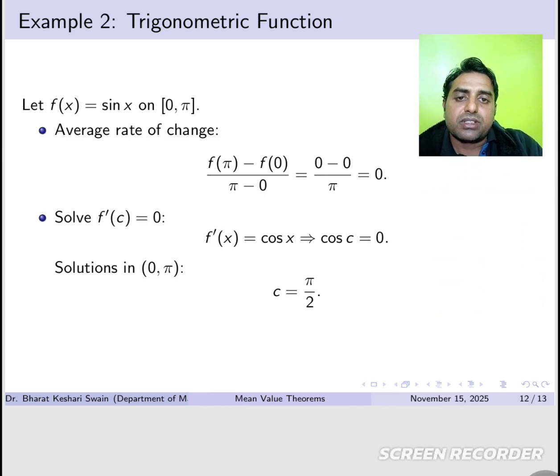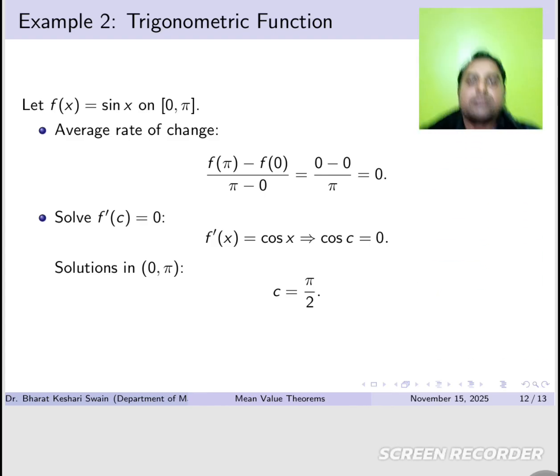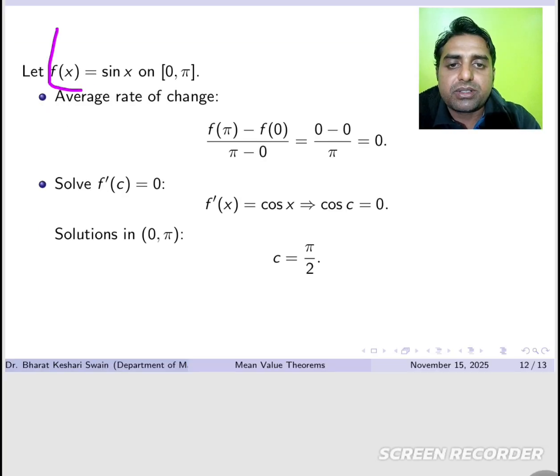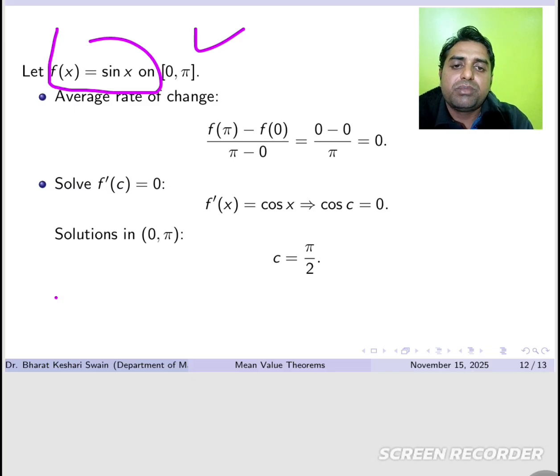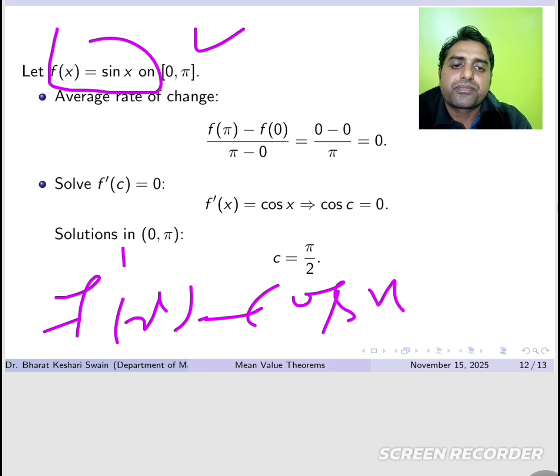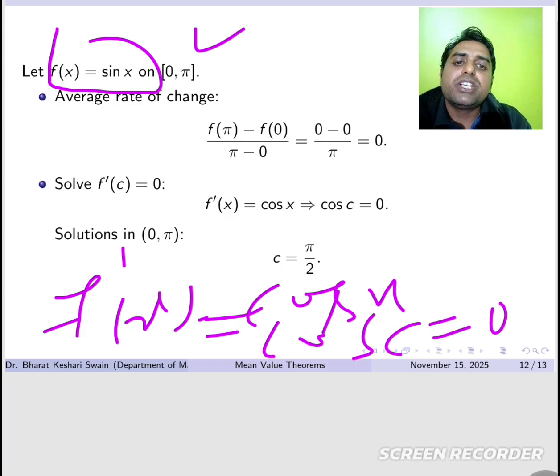Now this is another function to verify the Lagrange mean value theorem: f(x) equal to sin x, with the interval given as 0 to pi. So what will be f dash? f dash will be cos x. And f dash c means cos c equal to 0. Cos c equal to 0 means what? c equal to pi by 2.